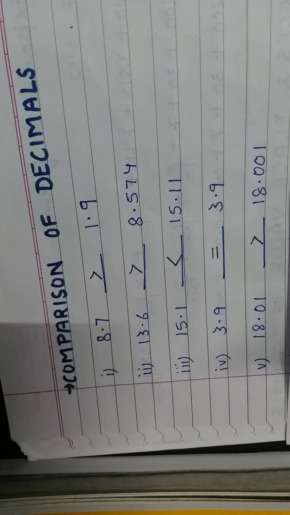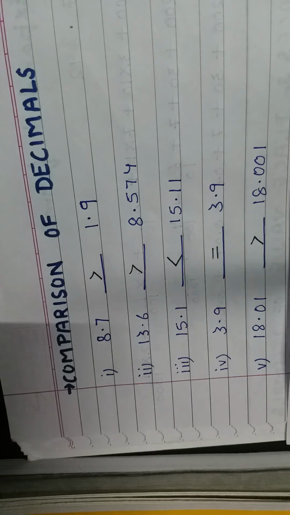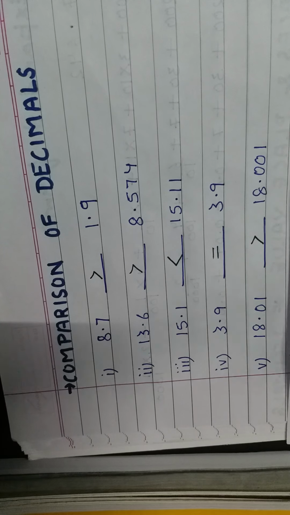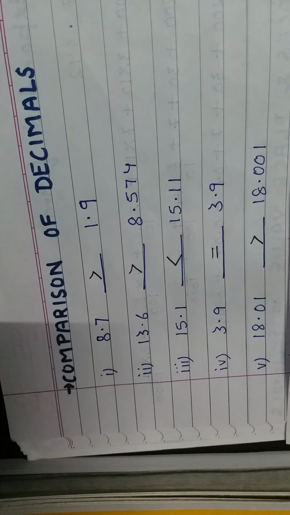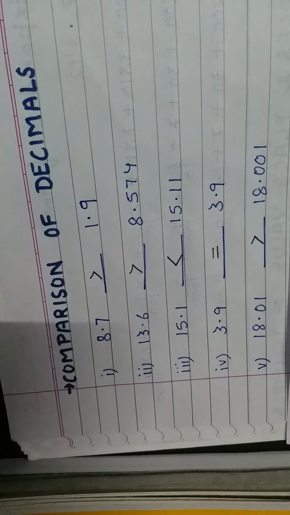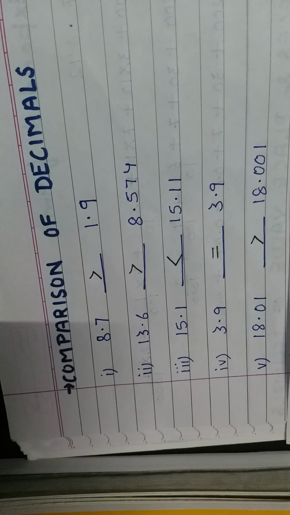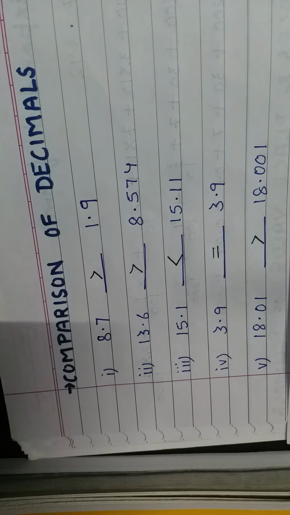Now let's see the next one. Here we have 13.6 and here we have 8.574. Again, first we will see the integral part or whole number part and then we will move to the decimal part. So here we have 13 and here we have 8. Again, as 13 is greater than 8, the whole decimal number will be greater than the other one. So 13.6 is greater than 8.574.